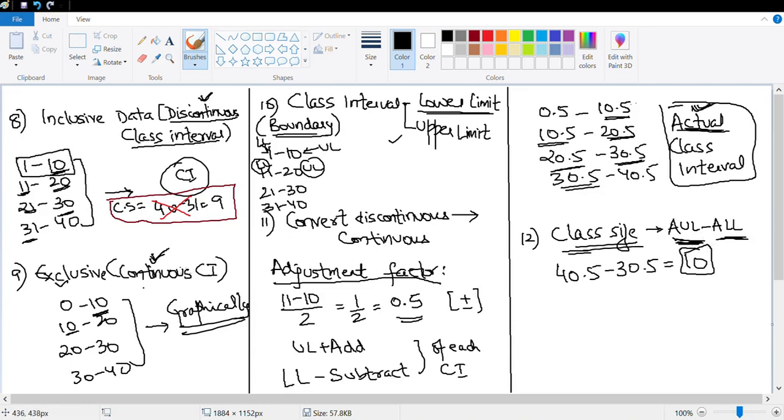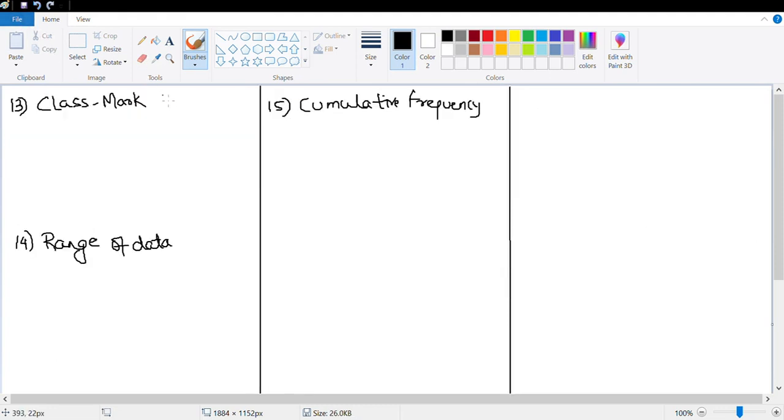Now in case the data is given in the continuous form, well, it's already given in the continuous form. So for this, the class size would have been 30 minus 20, which is 10. Perfect. So let's look at our next one. So what do we have in the next one? Let's see. So class mark.